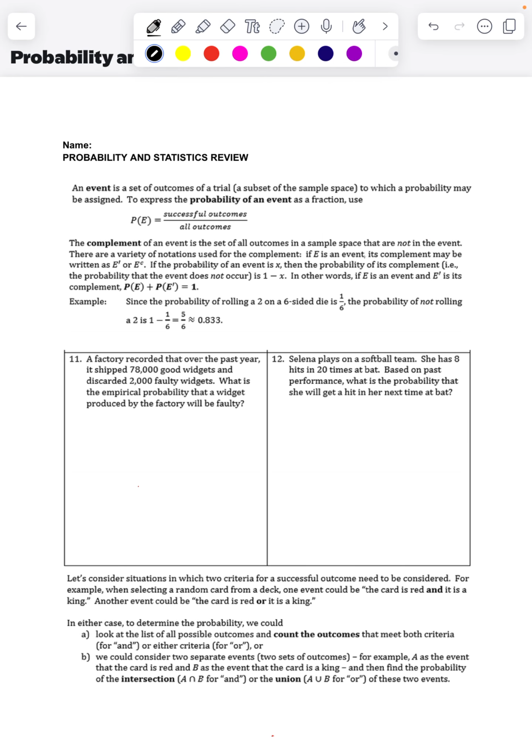Alright, hey everyone. Let's go over probability and statistics that you need to know for Algebra 2 and the Regents. So let's just get started.